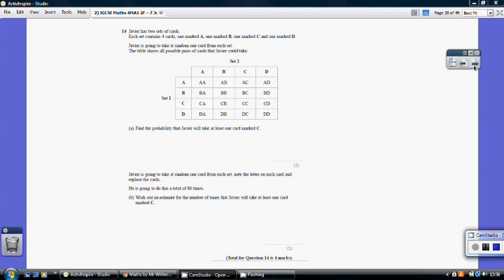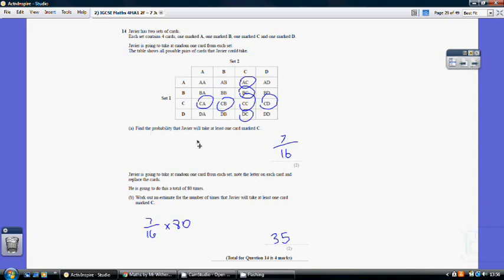Question 14. So for part A, find the probability we'll take at least one card marked with a C. So circle all the ones that have got at least one C on them. So that's 7 circles. Now there are 16 options because it's 4 rows of 4. So the chances of picking one with at least one C is 7 out of 16.